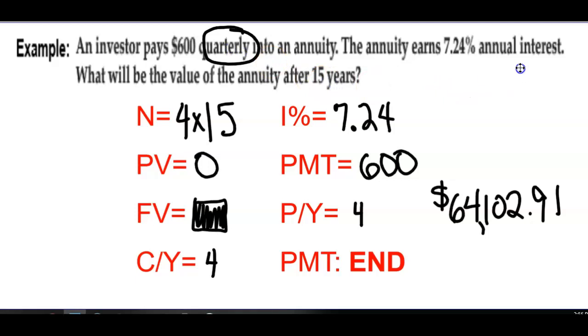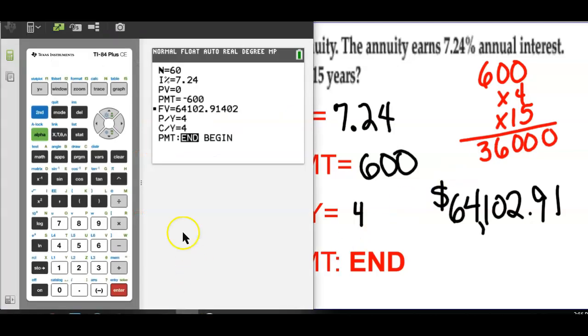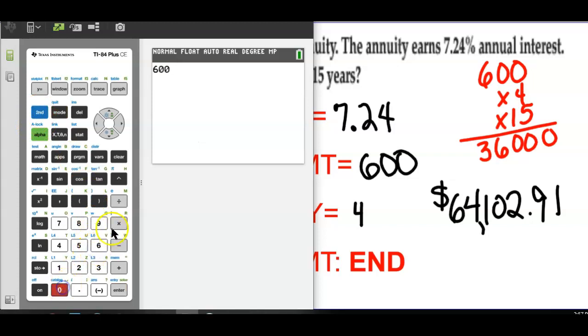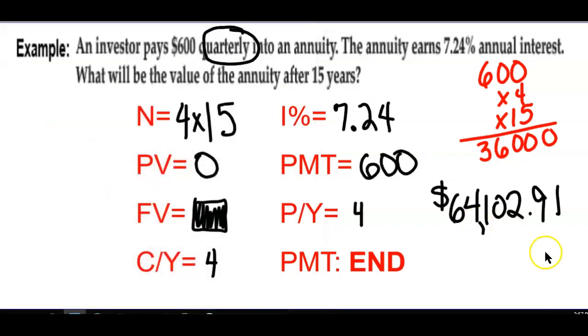Now, just because I like this to make sense to you, I want to show you what happened. You put $600 in there 4 times a year for 15 years. That's actually 36,000, I believe. Let's see if I'm right. Go back, quit. 600 times 4 payments a year times 15 years. Yeah, you gave the bank $36,000. All of the rest of this is interest that it earned. Okay?